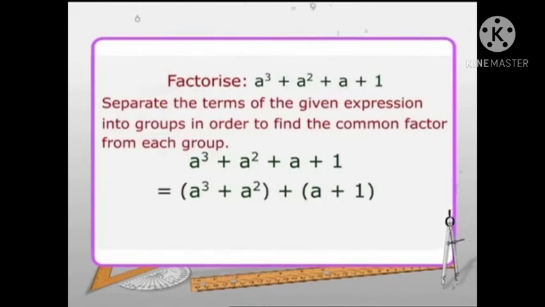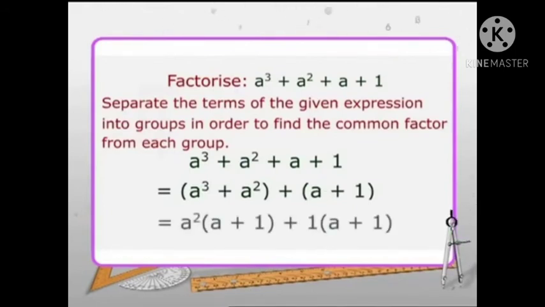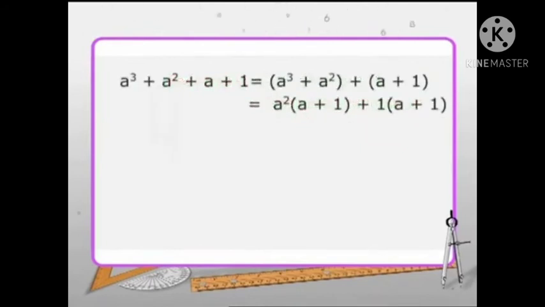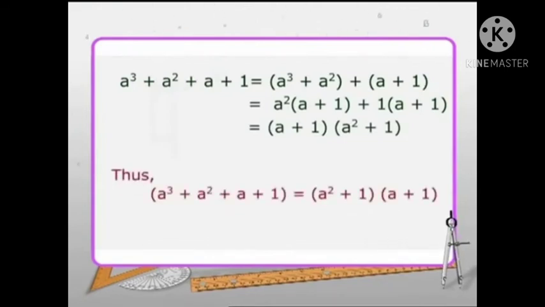Grouping the terms as a cube plus a square and a plus 1, we get a square as a common factor from the first group and 1 from the second group. Now, both groups have common factor a plus 1. On taking a plus 1 as common factor from both the groups, the given expression reduces to a plus 1 into a square plus 1. Thus, a cube plus a square plus a plus 1 is equal to a plus 1 into a square plus 1.